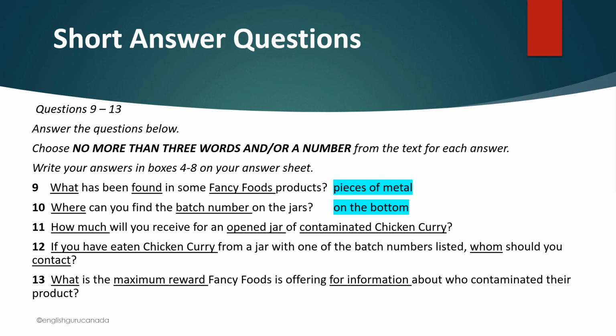Now I'll read the next question and then understand what the focus of the question is. So in this case, question 11 says, how much will you receive for an open jar of contaminated chicken curry? So I am looking for an amount over here. It says how much, and that says an amount. And then I'm looking for the word opened.